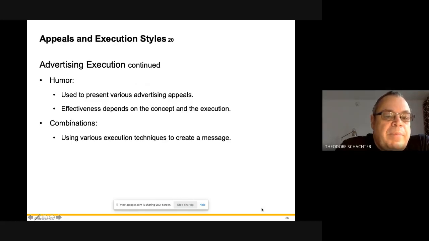And the last one is combinations, and I've discussed them during the video. It's when we combine different ones, and they can all be combined together. You can do animation with humor and slice of life. You can do any of them combined. So for a quiz, you would actually need to know and identify what the combinations are in the question.